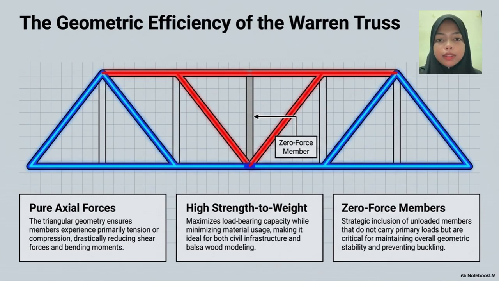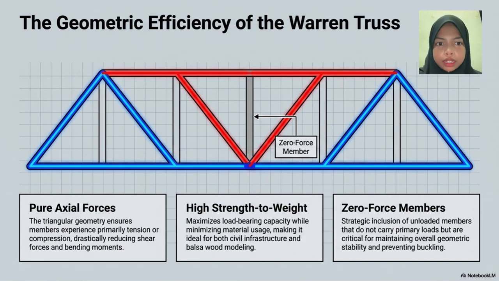This slide explains why the Warren Truss is considered one of the most efficient truss designs. The first advantage is pure axial force. Because of its triangular geometry, most members carry either tension or compression only. This significantly reduces bending moment and shear force, making the structure more stable and efficient.